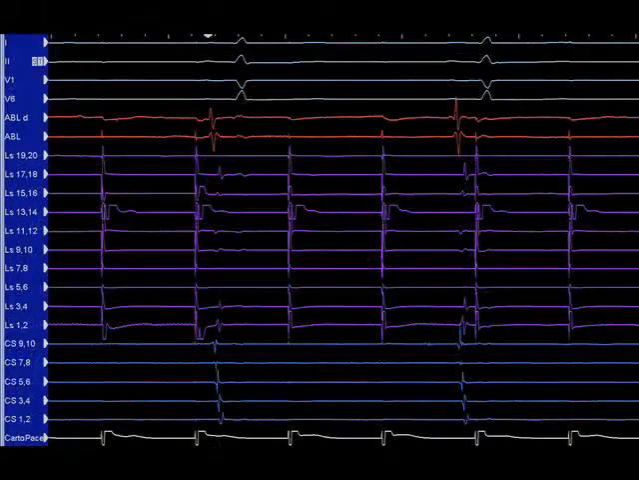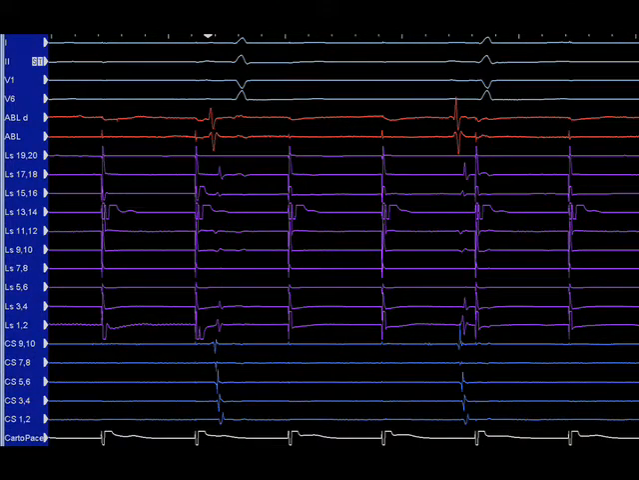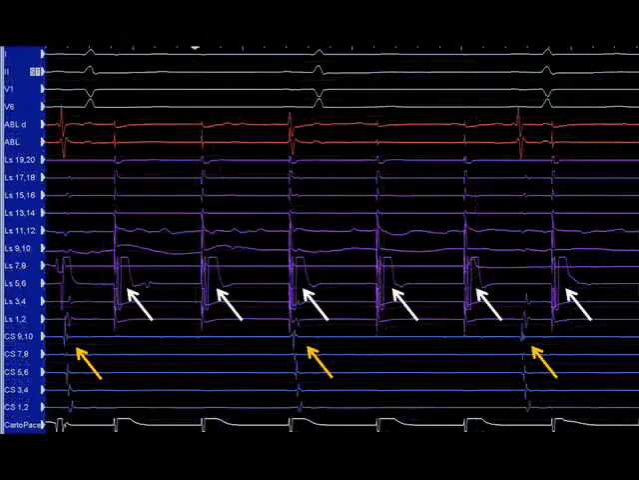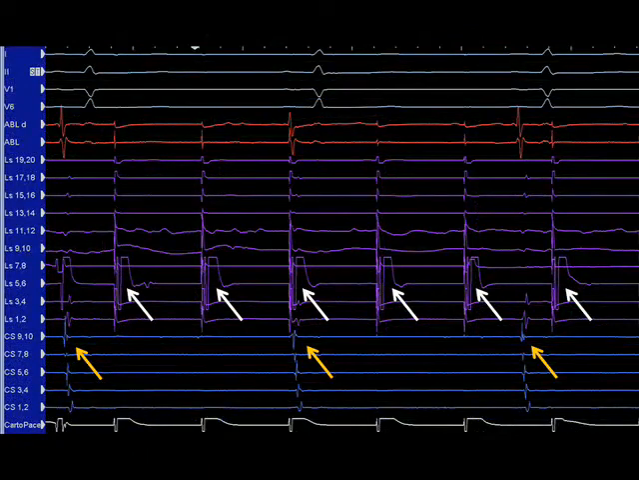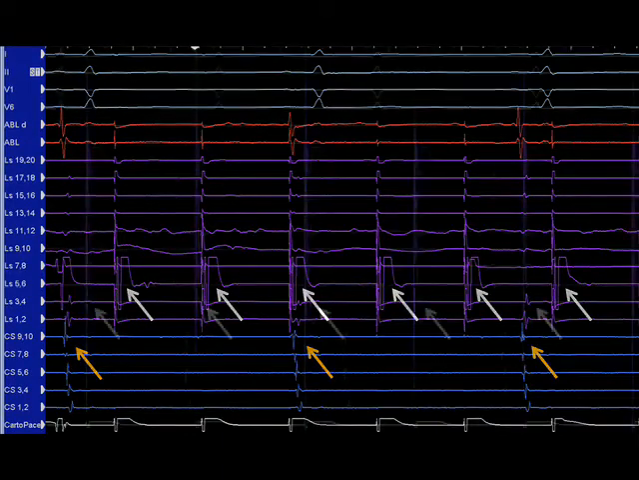Exit block is then determined. Pacing at high amplitude is completed from each of the bipoles on the circular catheter. There should be absence of capture of the atrium with pulmonary vein pacing. This will be best seen by discordance between the rate of the pacing stimulus, with the white arrows, and the atrial electrogram on the coronary sinus catheter, with the yellow arrows.